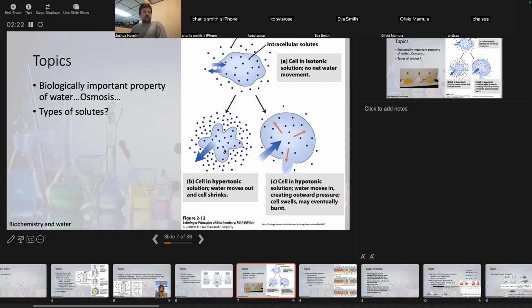Whereas a hypertonic solution, where the concentration of solutes is higher outside of the cell than inside it, there's a net movement of water outside the cell, which can cause a cell, if it's flexible enough, to shrink, right? So water will come out and that cell is going to shrink until the concentration within the cell is equal to outside the cell.